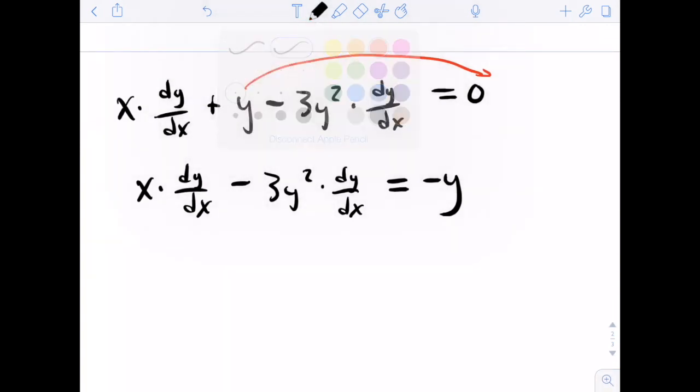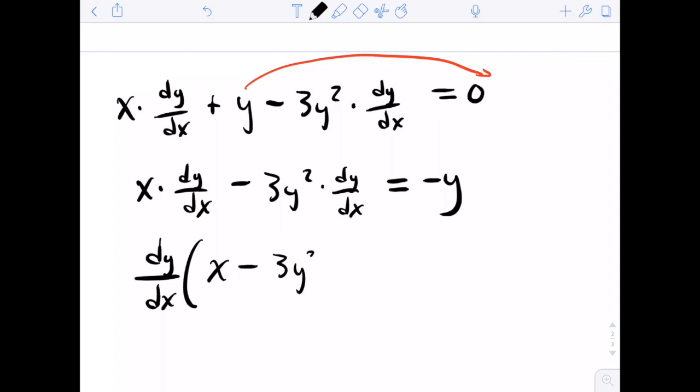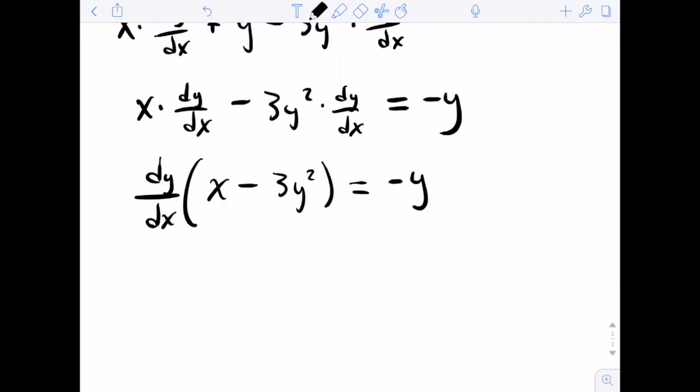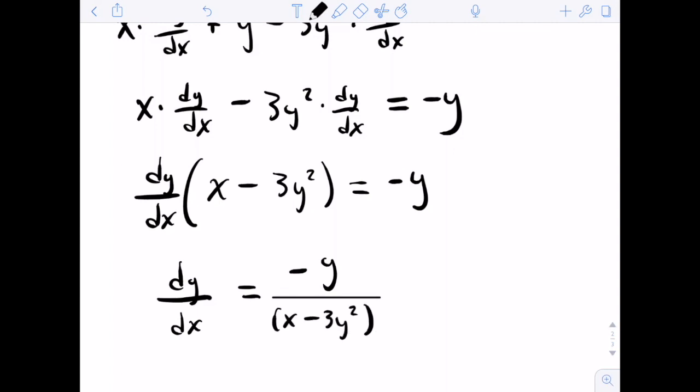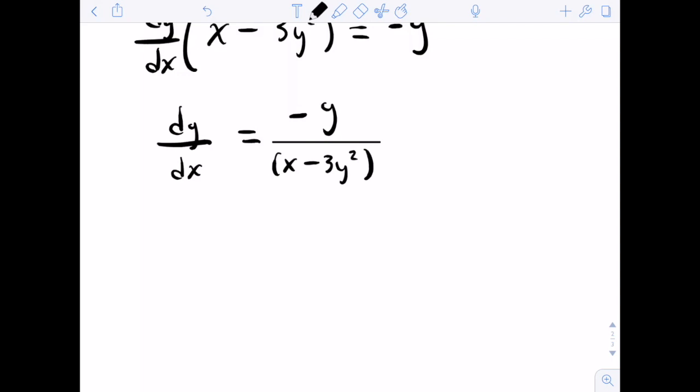Okay, so now the next step is we'll factor out a dy by dx. So this is (x minus 3y squared) times dy by dx equals negative y. And then we just divide by x minus 3y squared. We just throw it in the denominator, since we want to solve for dy by dx, right? So this is minus y all divided by x minus 3y squared. Okay, so that's the derivative.